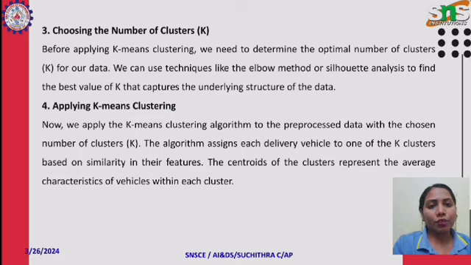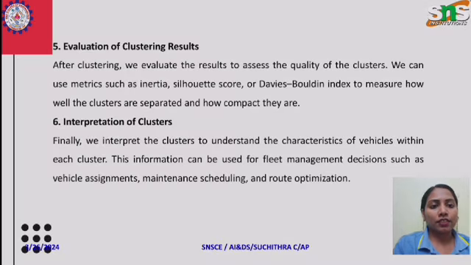The next step, fourth step, is applying K-means clustering. Now we apply the K-means clustering algorithm to the pre-processed data. With the chosen number of clusters, the algorithm assigns each delivery vehicle to one of the K clusters based on similarity in these features. The centroid of the cluster represents the average characteristic of vehicles within each cluster.